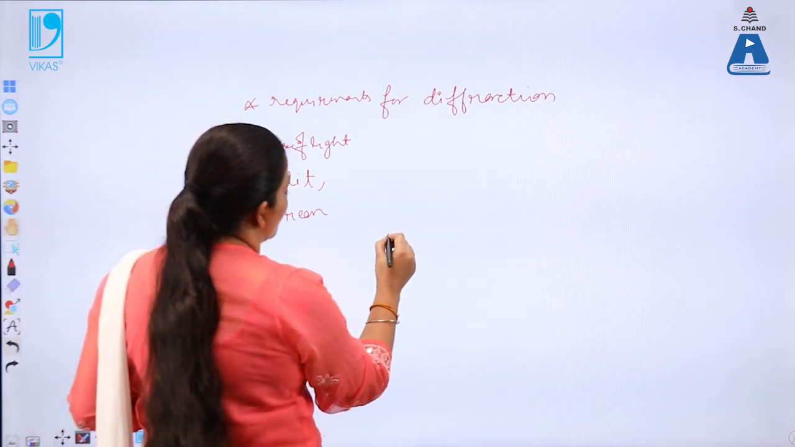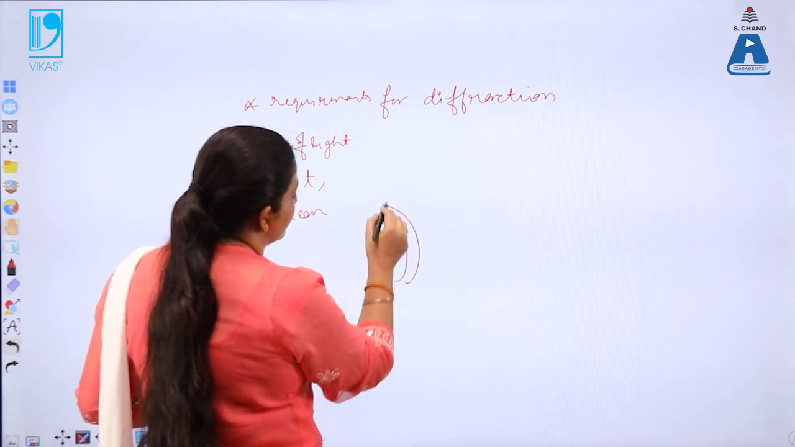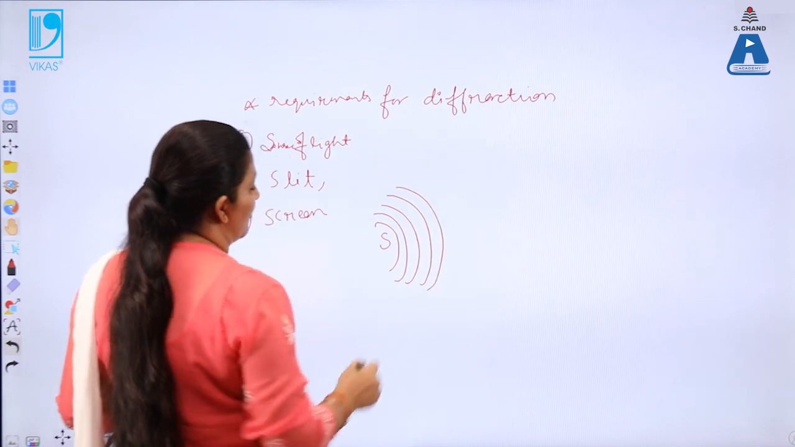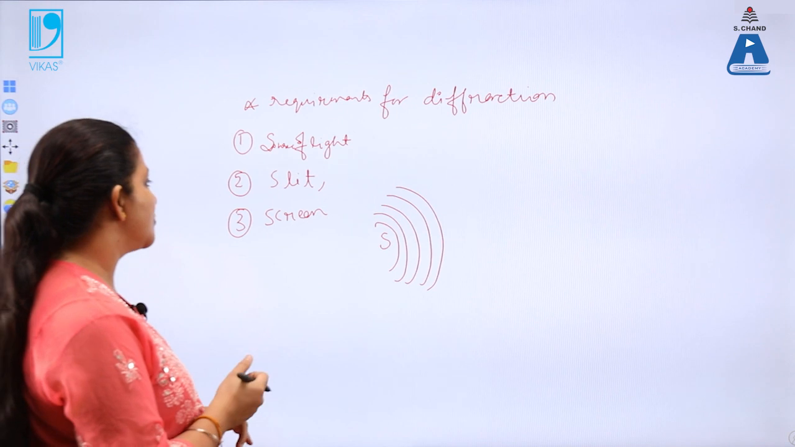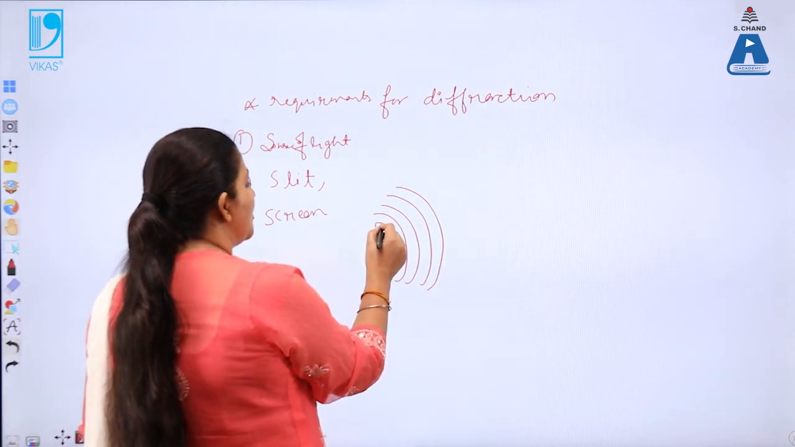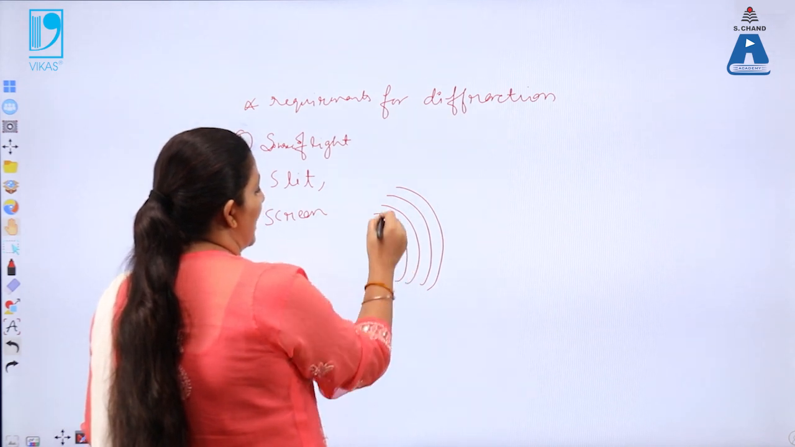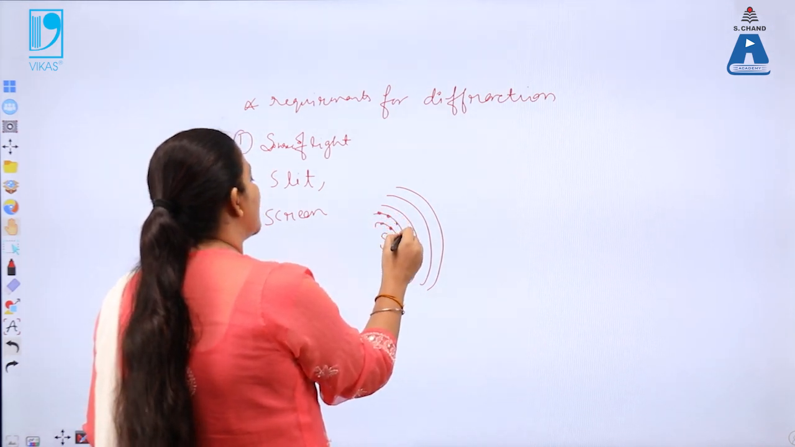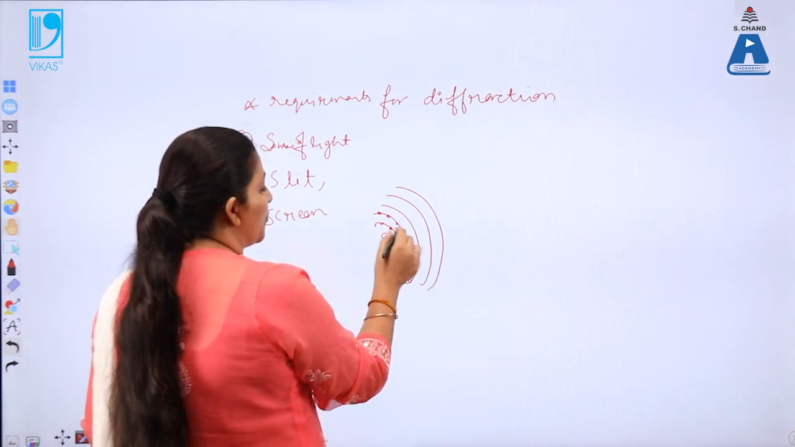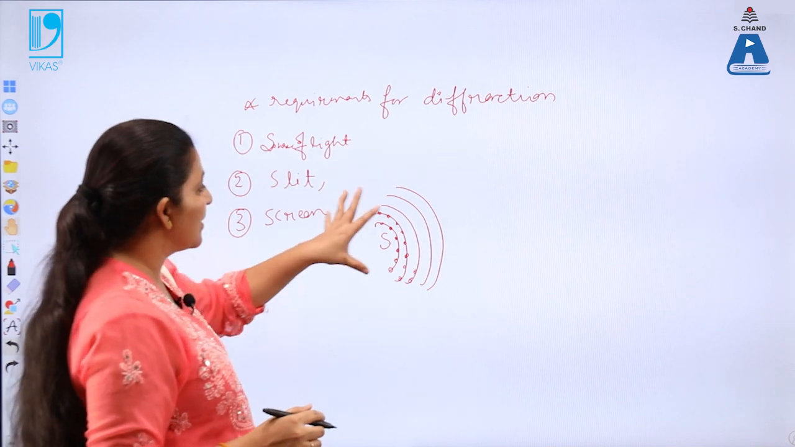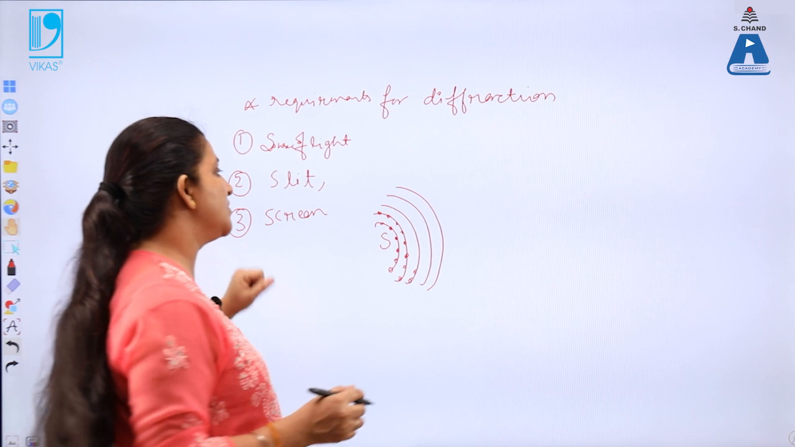Now, from the source of light, the light originates in the form of wavelets or wavefronts. That is given by the Huygens principle. According to the Huygens principle, each and every point on the wavefront acts as a source of secondary wavelets. All these wavelets superimpose on each other and we get the resultant light from the source.